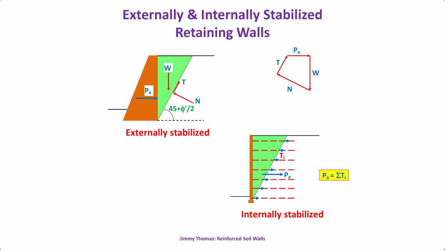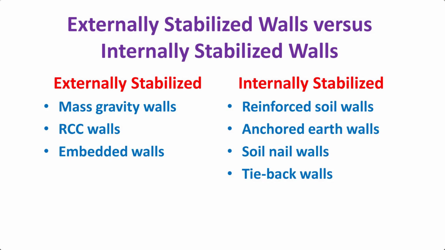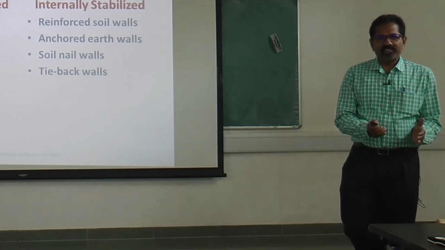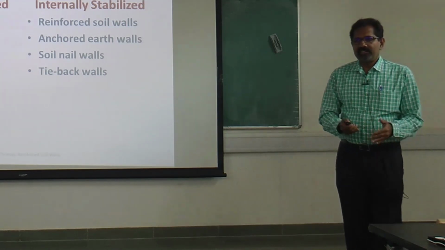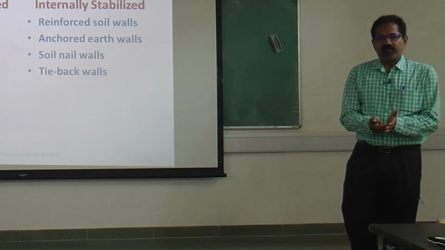There is another way: we can also provide the equilibrium force internally. So these are called internally stabilized retaining wall systems. Now, which are the externally stabilized? We have mass gravity, then RCC, embedded walls. Then the internally stabilized, we have reinforced soil, anchored earth, soil nail walls, and tie-back. And there are also mixed systems, which can be partly external and partly internal. A good example is an anchored sheet pile.